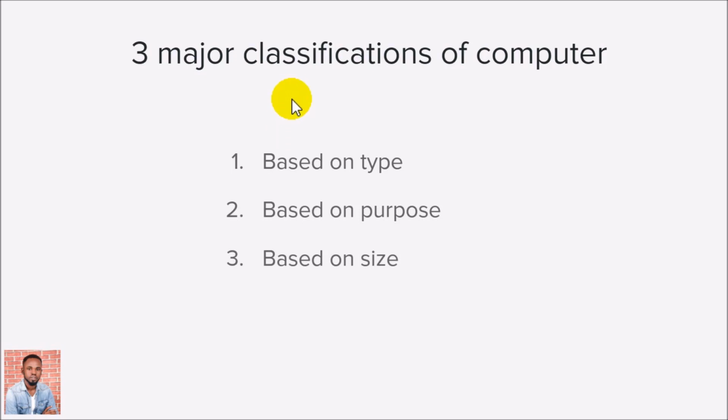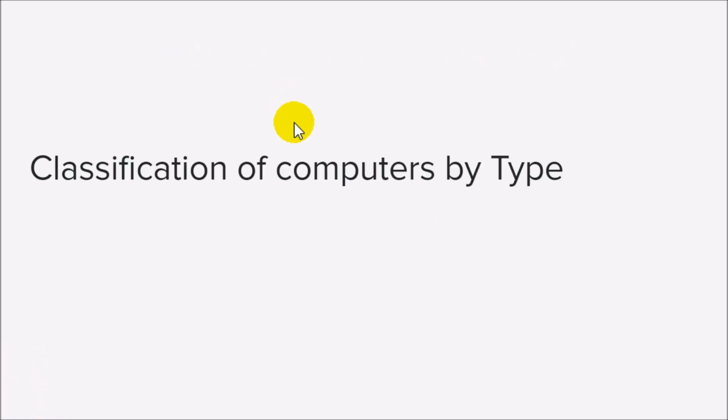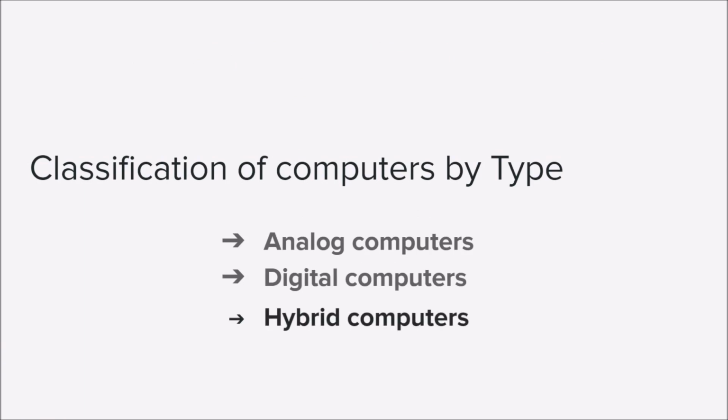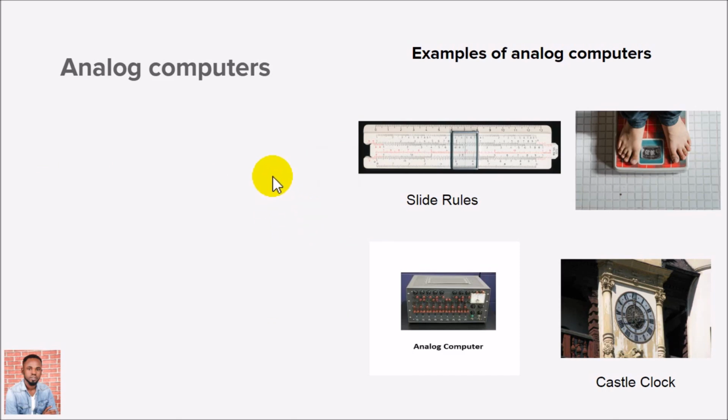So let's start with based on type. When you talk about based on type, again you have three major types. We have the analog computers, the digital computers, and the hybrid computers. Let's start with analog computers. So what are analog computers?